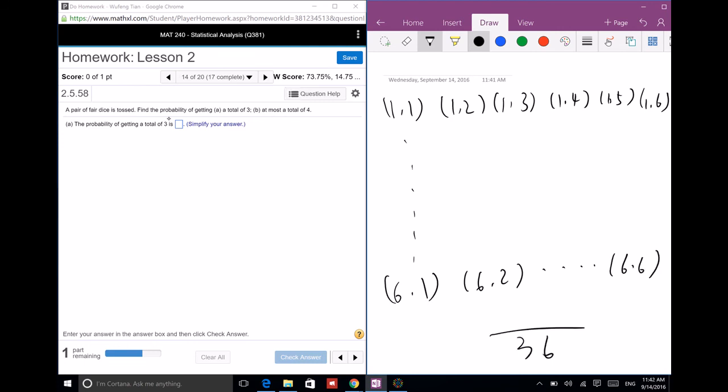And getting a total of 3, you only have 1, 2 gives you a 3, 2, 1 gives you a 3. So basically 2 out of 36. You do that by yourself. Count how many give you that, and divide by the total 36. Okay.